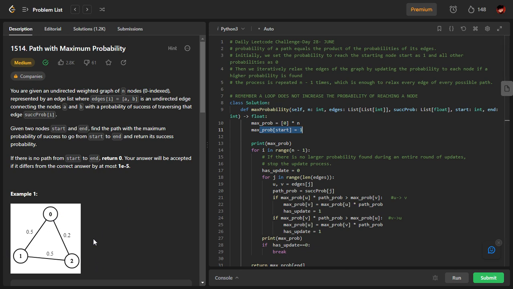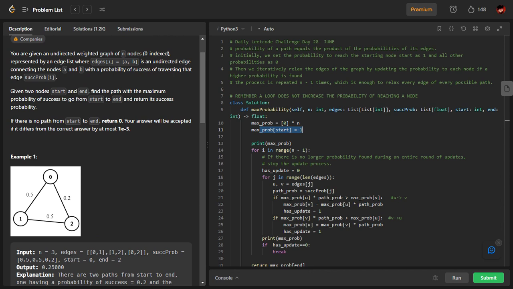Because the start is going to be from 0, only for 0 the starting probability will be marked as 1. For all other nodes, the starting probability will be marked as 0. That's what I'm trying to convey through this. Because the start is always going to be from the starting node.